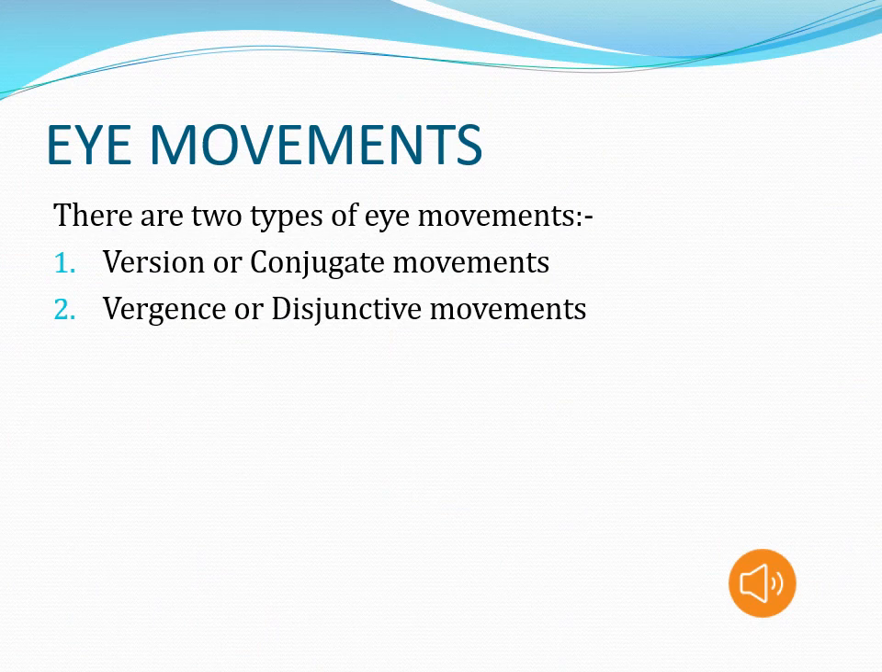There are two types of eye movements. Number one, version or conjugate movements, and number two, vergence or disjunctive movements. We will discuss these movements in detail in the next slides.